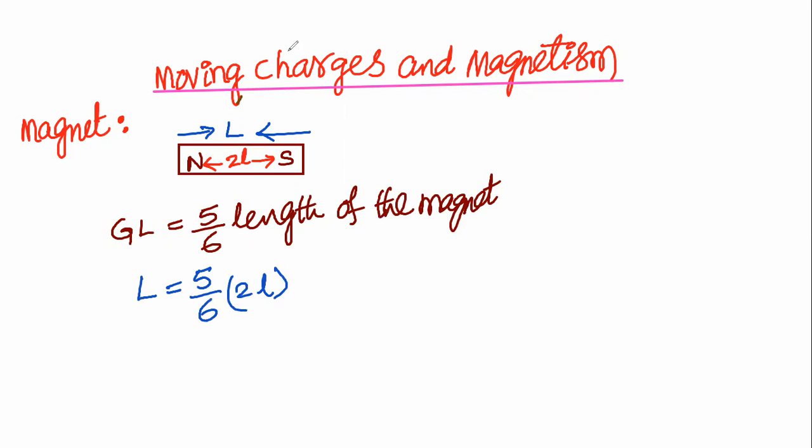When a bar magnet is bent in the form of a semicircular arc, let us suppose it is a bar magnet bent into a semicircular arc. This is the north pole and this is the south pole. Then the length of the magnet is the distance between the two poles of the magnet. This is R and this is R.